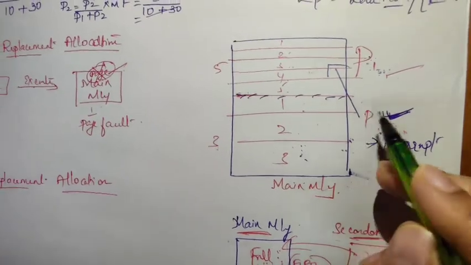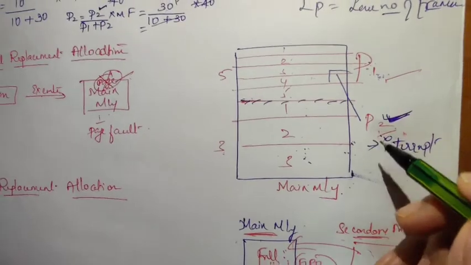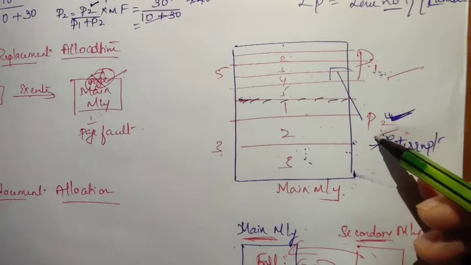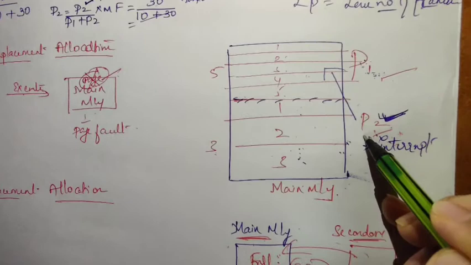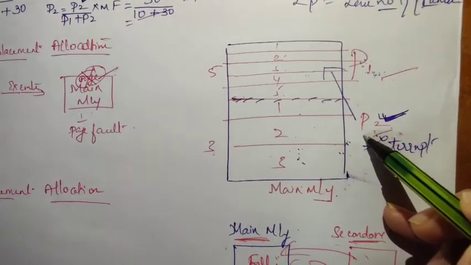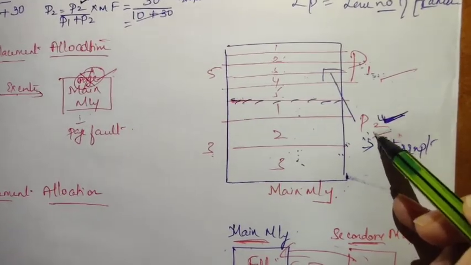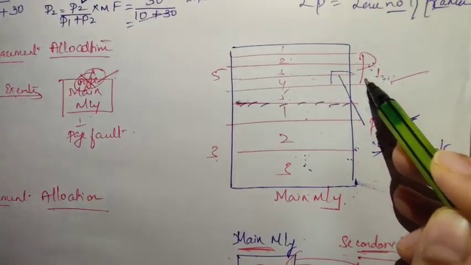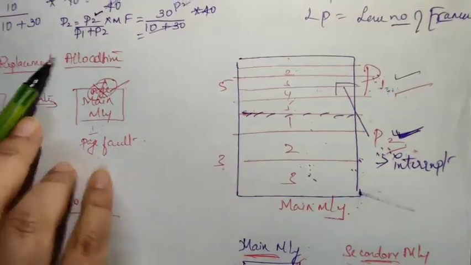And one more advantage is that a high priority process can take a frame from a lower priority process. For example, process P1 is the higher priority process and process P2 is the lower priority process. So the process P1 can take a frame from the lower priority process. The higher priority process will have more frames as compared to the process P2. If the frames are more, then definitely the page fault rate will decrease. This is the major advantage of this global replacement allocation.